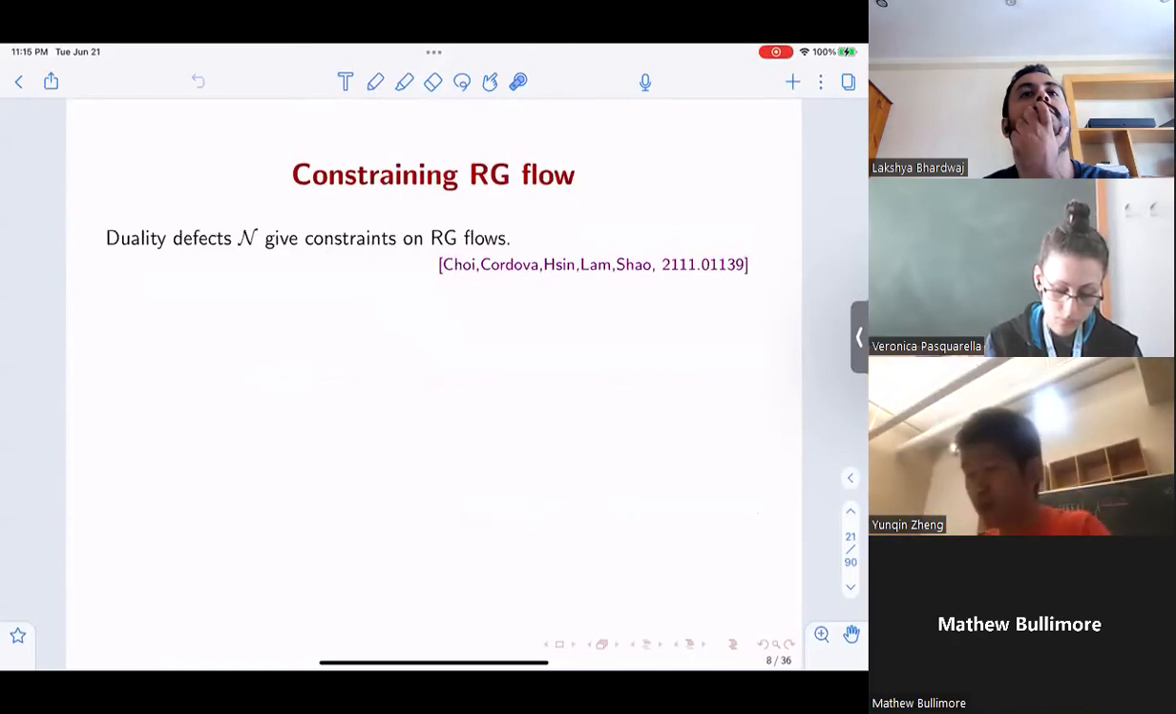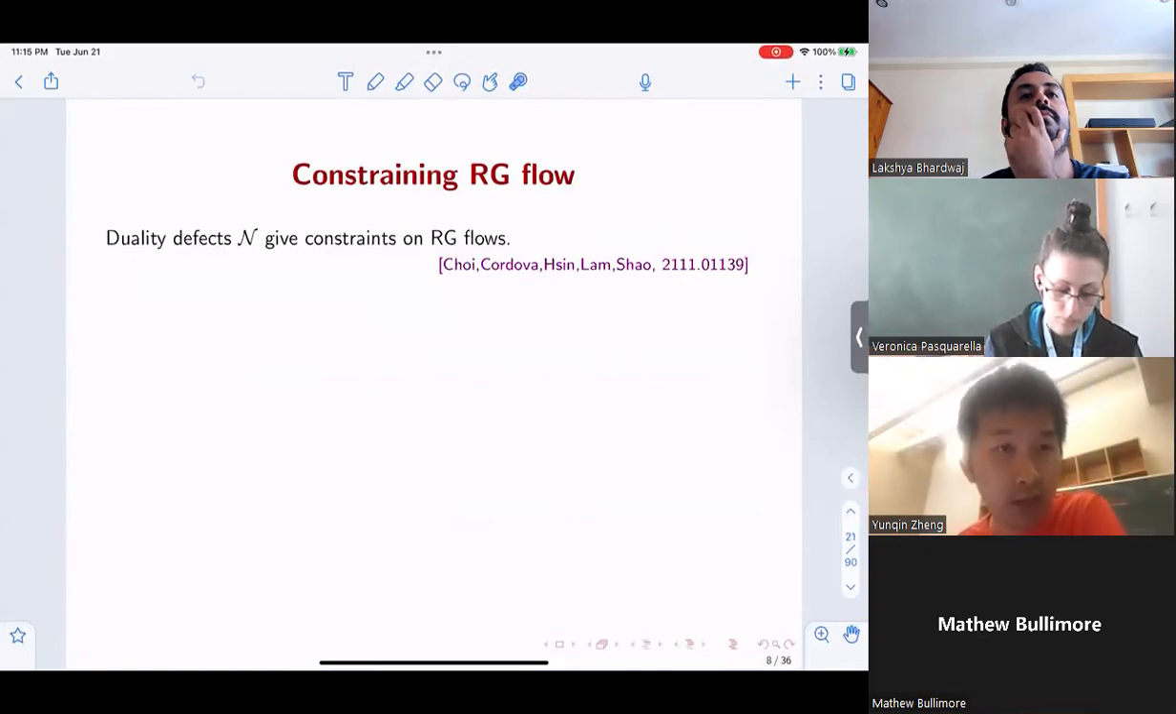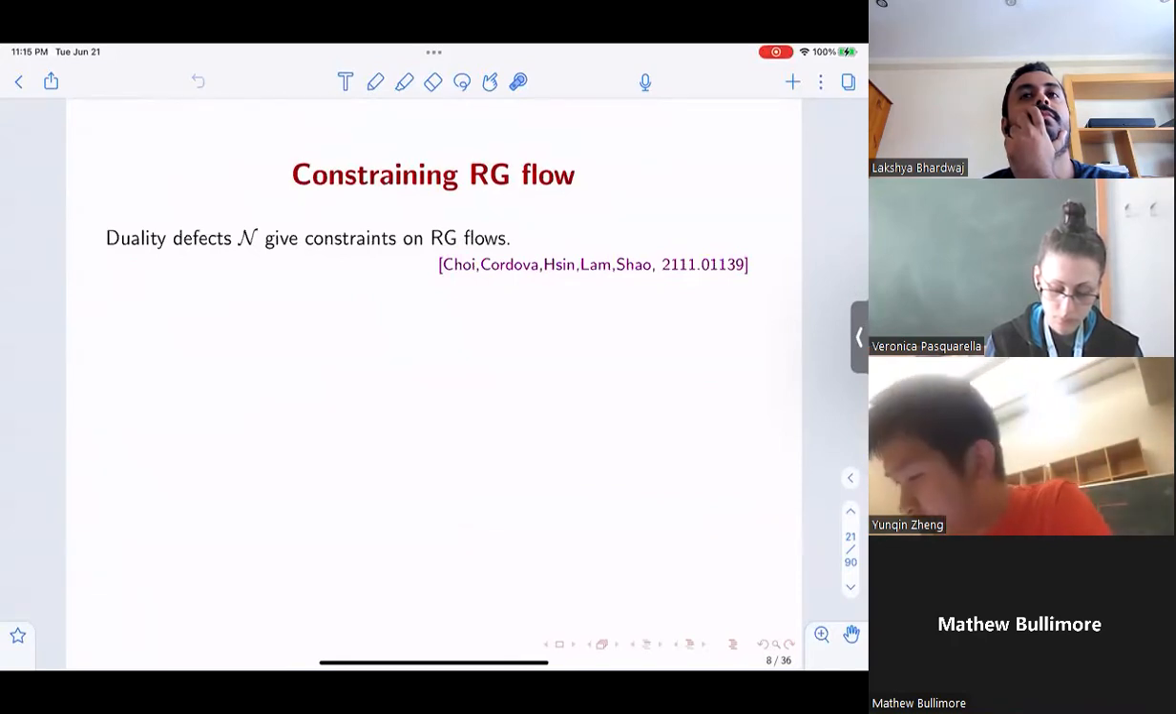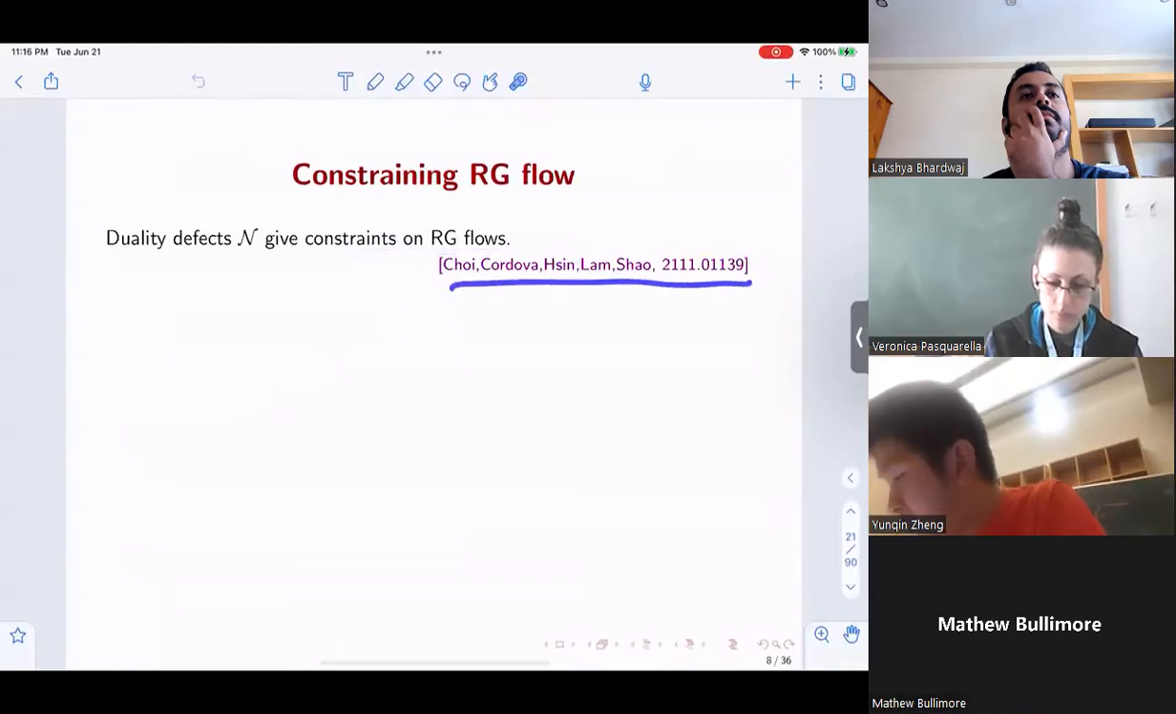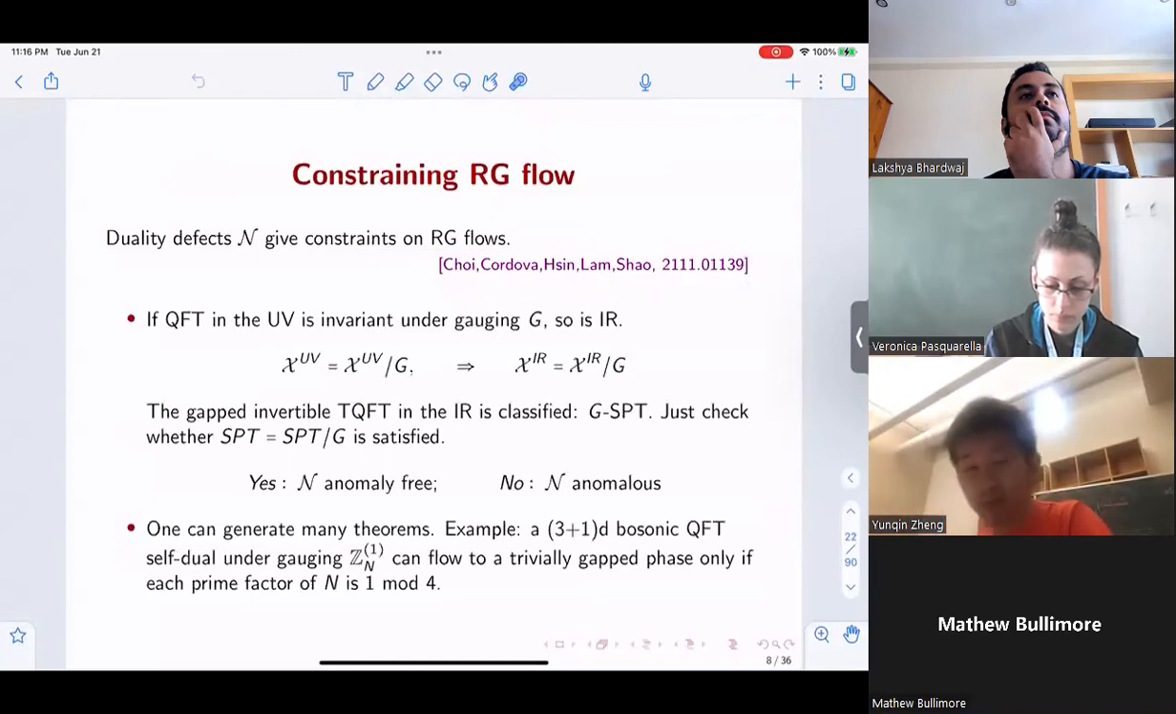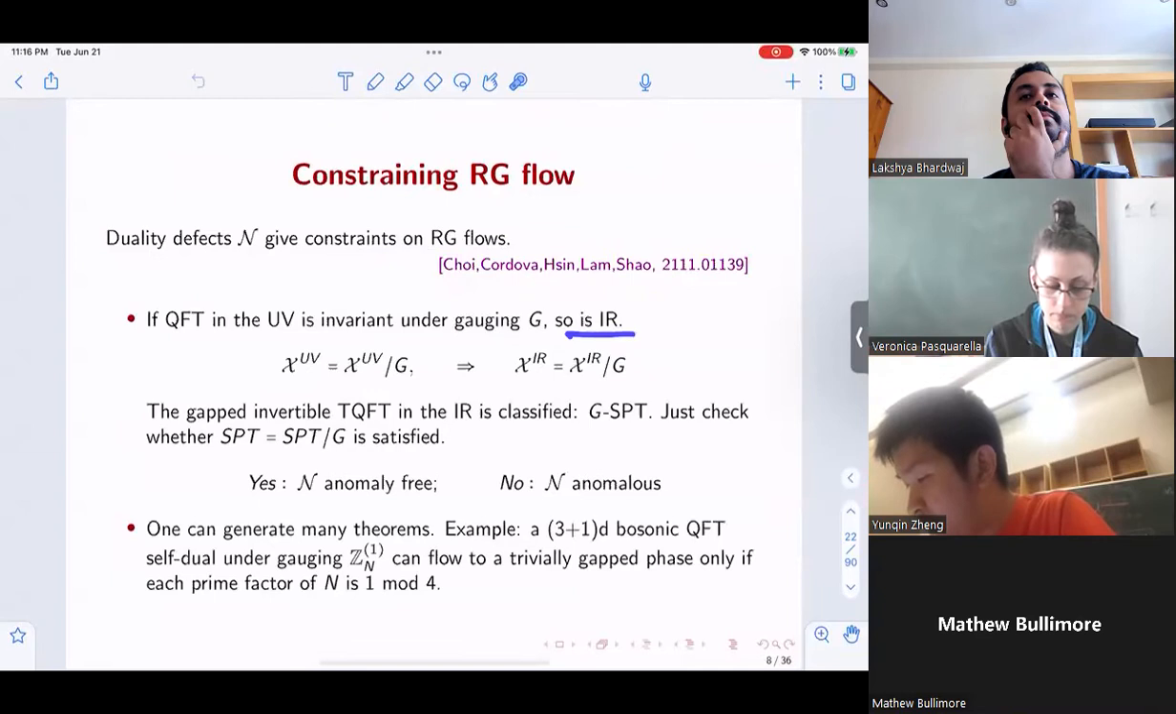So people are interested in the non-invertible symmetry, especially the duality defect, and one reason is that it provides constraints on the RG flow, and this has nicely been discussed in this paper. So the main idea is that if the QFT in the UV is invariant under gauging G, this will also be true in the IR because this is the symmetry, and symmetry should be preserved on the RG flow.